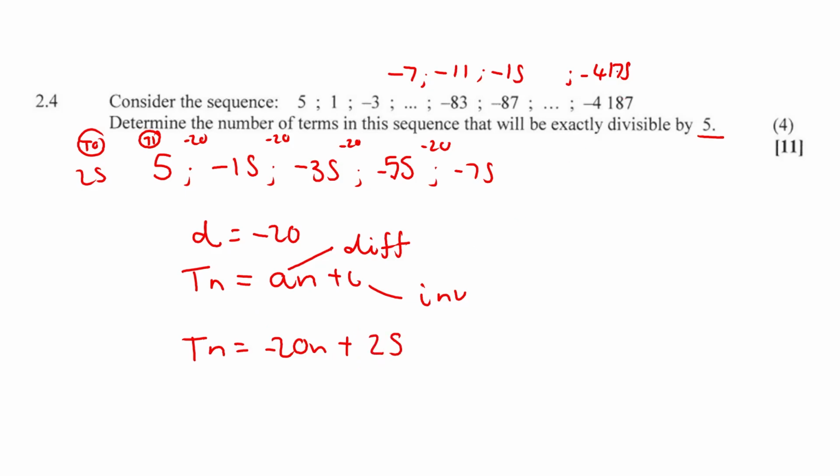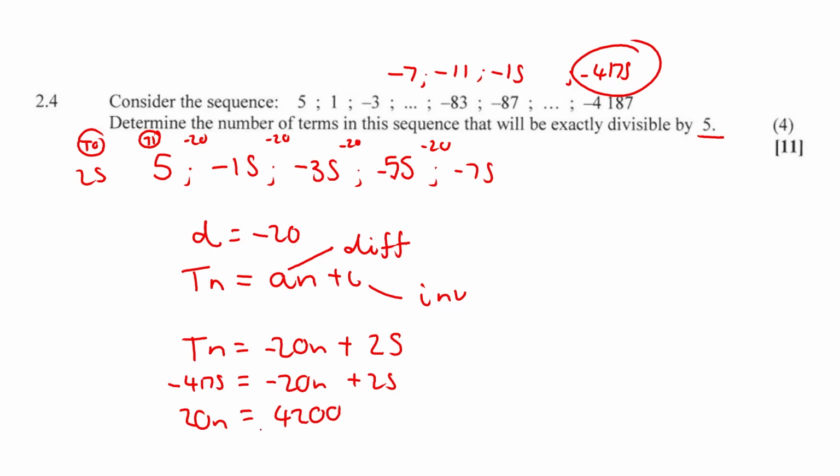And now we can sub in our 4,175. Because ultimately we want to know the number of terms in the sequence. So Tn is going to be our last possible term. So that's why we're subbing it in here. So negative 4,175 is equal to negative 20n plus 25. Take the negative 20n to the other side. So 20n is equal to a positive now, 4,175 plus 25, so 4,200. Therefore, n is equal to 210.